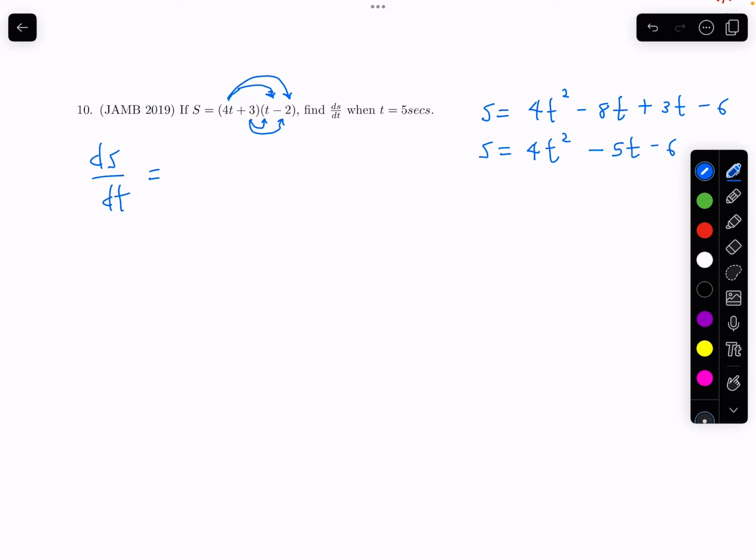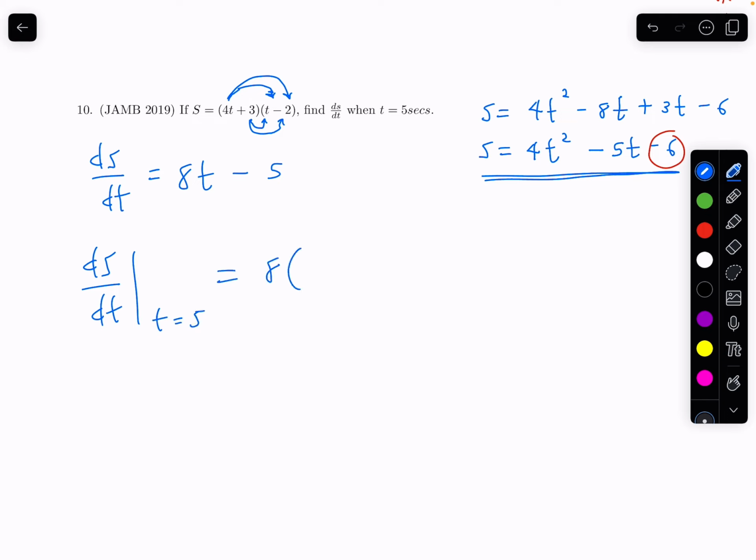So if I apply the power rule on this new expression, I'm going to have 8t minus 5, because the derivative of a constant, which is the derivative of this negative 6, is going to be 0. So ds/dt at t equals 5 seconds. I'm just going to plug in 5 into that. 8 times 5 is 40, minus 5 is 35. And that's the answer. I hope this helps.